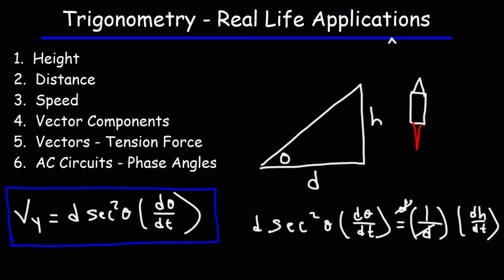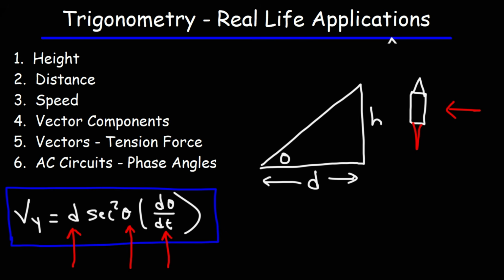So to calculate the instantaneous vertical speed of the rocket, we need to know the horizontal distance, which is a fixed value. We need to know the angle at that instant in time, and we need to know how fast the angle is changing with respect to time. Now secant is 1 over cosine. Secant squared is 1 over cosine squared theta. Because you don't have secant in a calculator, you have sine, cosine, and tangent. So it's better to write this formula in terms of cosine.